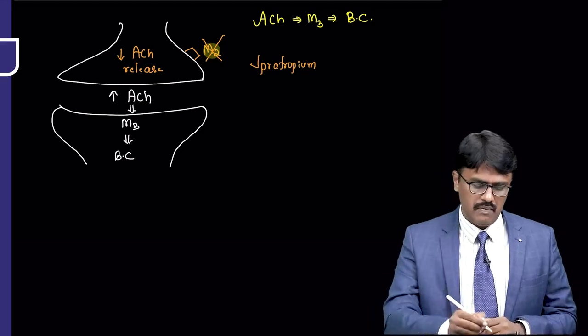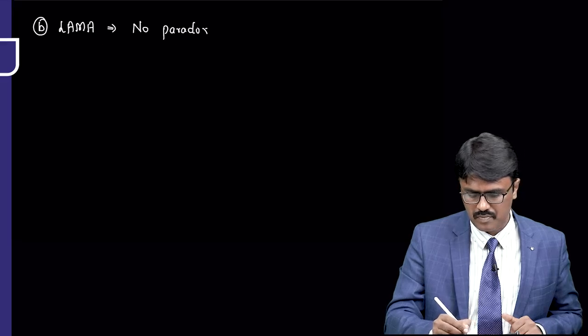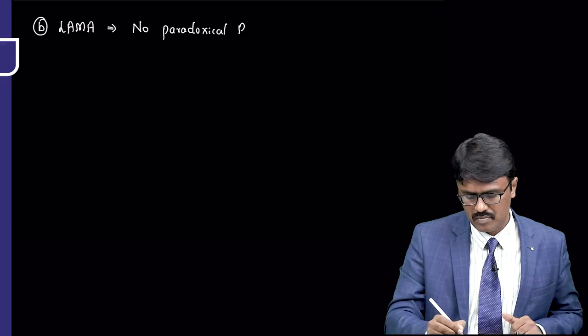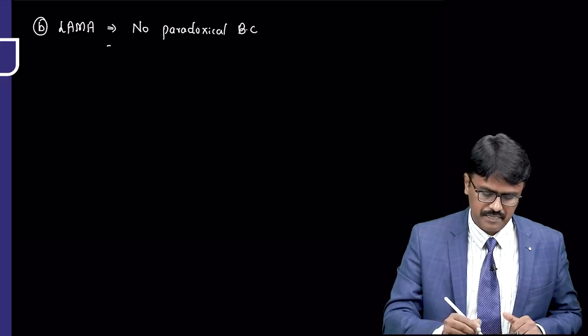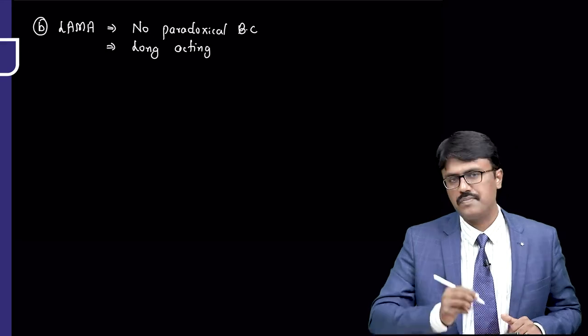To overcome this problem, we came with another category. They are called LAMA. LAMA, you know that it stands for long-acting muscarinic antagonist. LAMA, they have no paradoxical bronchoconstriction. And they are longer acting. Long acting means you can give once daily also.